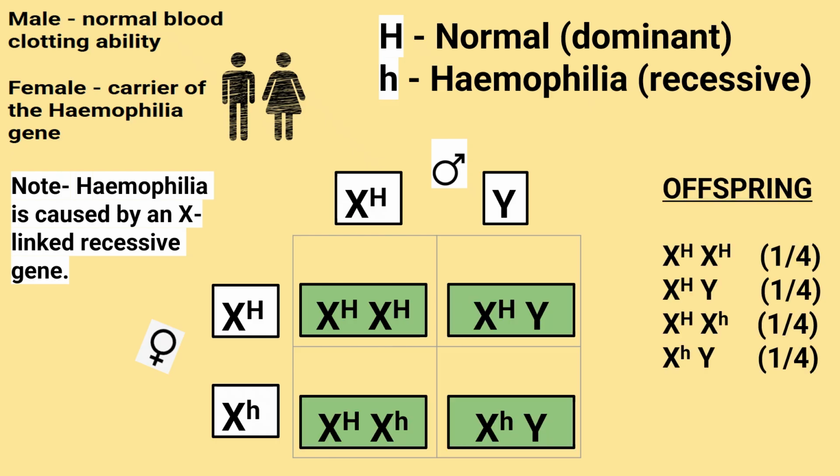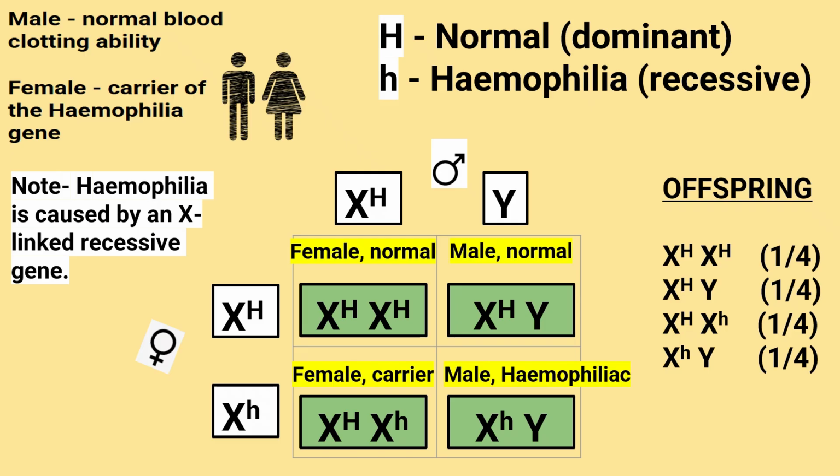There is a 1 in 4 or 25% chance that the offspring they produce will have genotype XHXH, female normal. 25% chance of XHXh, female carrier. 25% chance of XHY, normal male. And 25% chance of XhY, male hemophiliac.